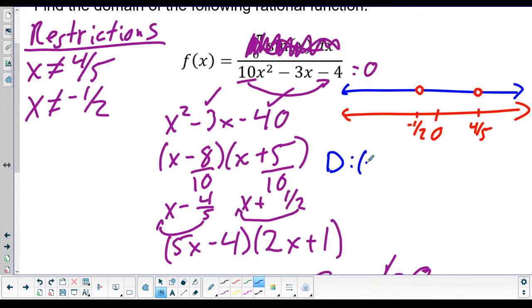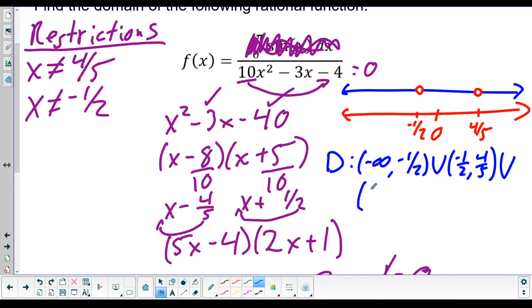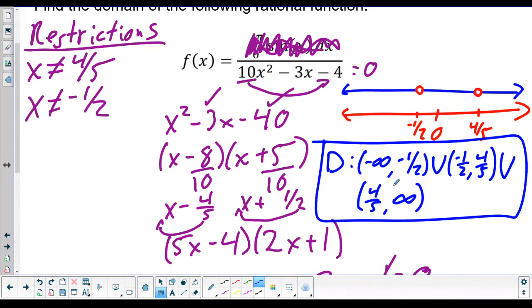So now our domain starts at negative infinity and goes to the first hole at negative 1/2. Union, now we need this middle chunk. It goes from negative 1/2 to 4/5. Union, now we need this last chunk that goes from 4/5 right forever, so we put infinity. And there's your domain. Hopefully that's not too bad. We're just adding one more step onto finding those restrictions from the last video, which is putting it in interval notation and writing it like we know what we're talking about.